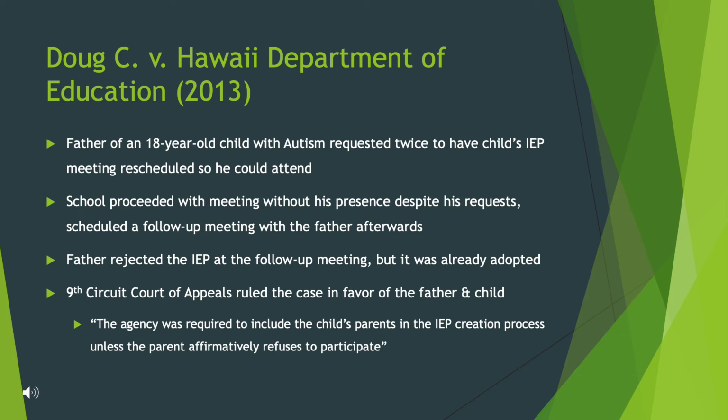This case was taken to the Ninth Circuit Court of Appeals, which in fact ruled the case in favor of the father and the child. And as stated by the court, the agency was required to include the child's parents in the IEP creation process unless the parent affirmatively refuses to participate. The school had decided to proceed without the father because the IEP due date was coming up. The court also ruled that the presence of the father was more important than meeting the deadline of the IEP reevaluation.